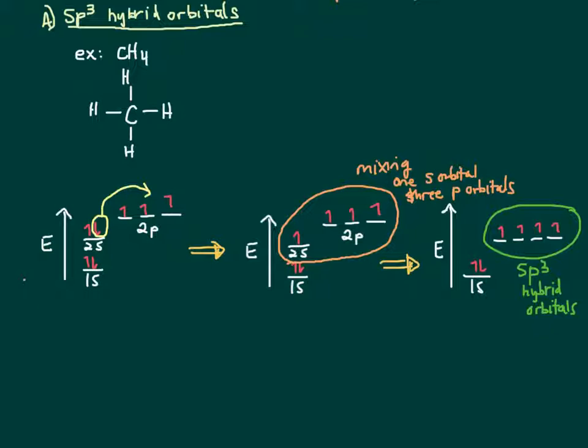So that's an sp3 orbital. And at this point, I want to point out that there are 1, 2, 3, 4 of these sp3 orbitals, and if you look at the sp3 notation, you'll notice there's 1 s and 3 p's, and that adds up to 1, 2, 3, 4. So it makes sense that we call them sp3 hybrid orbitals.